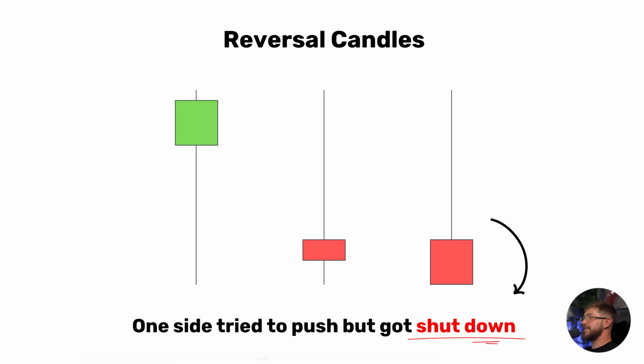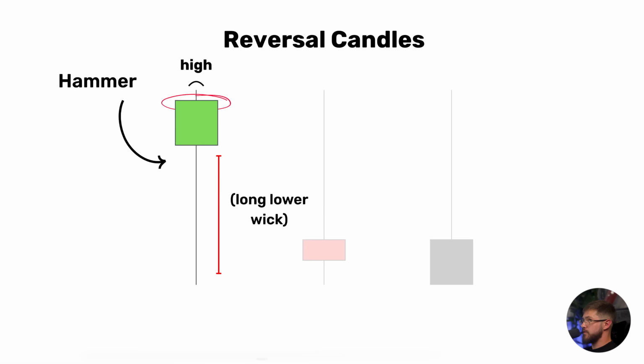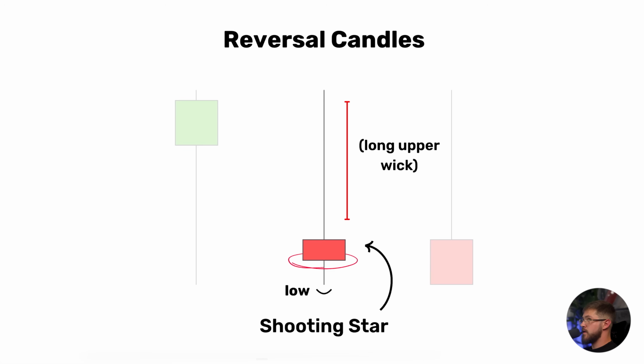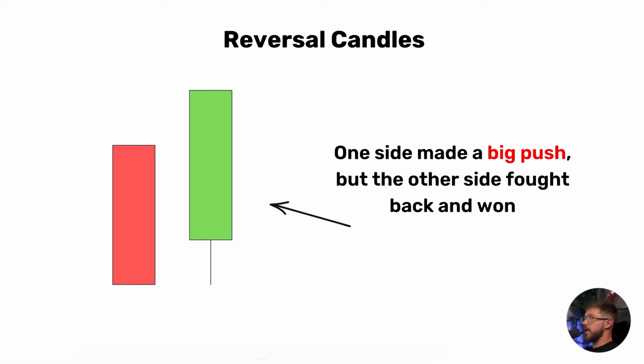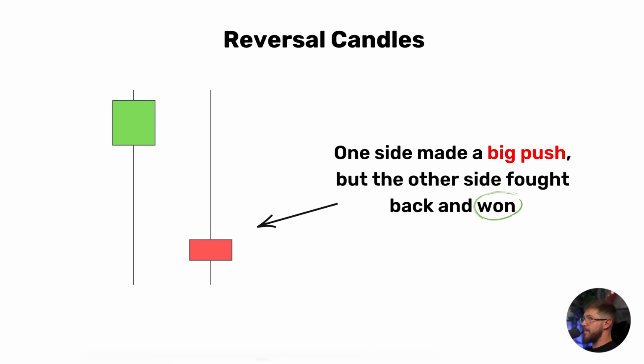The patterns in this category are hammer candles, which are candles with long lower wicks closing near the high, shooting star candles with long upper wicks closing near the low, and inverted hammer candles. These candles have long upper wicks and occur at the bottom of moves. Now, what makes all reversal candles the same is the story that they're telling. One side made a big push, but the other side fought back and won. But reversal candles are all about context and where they appear.